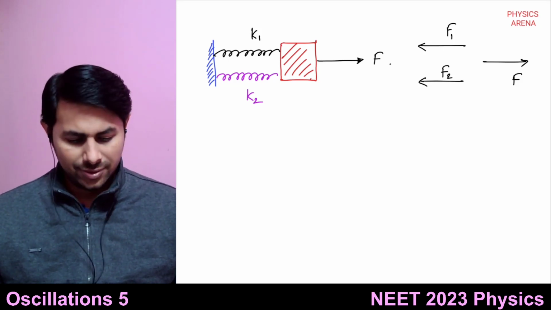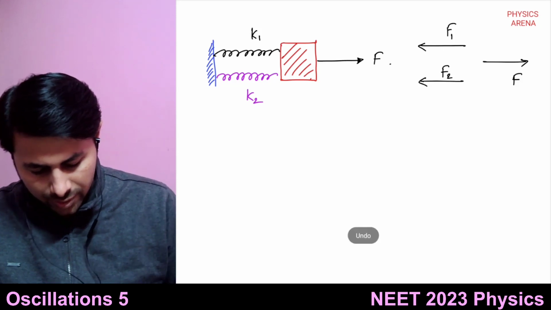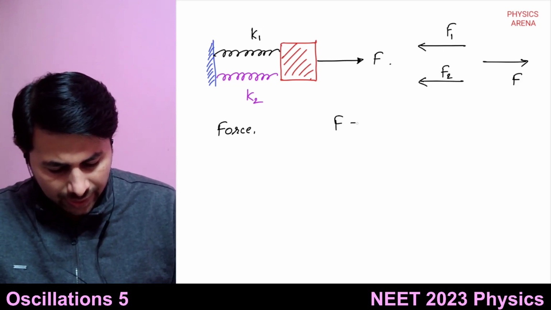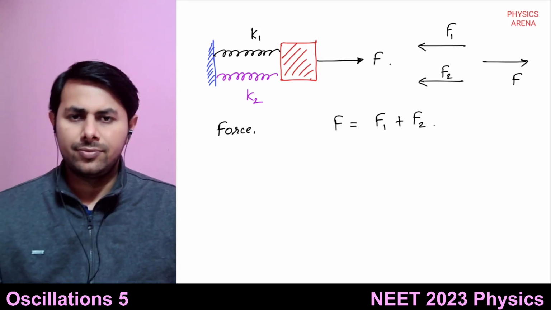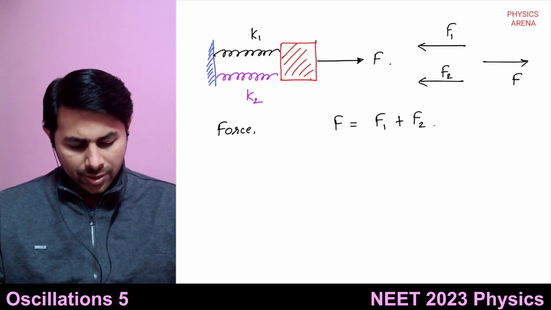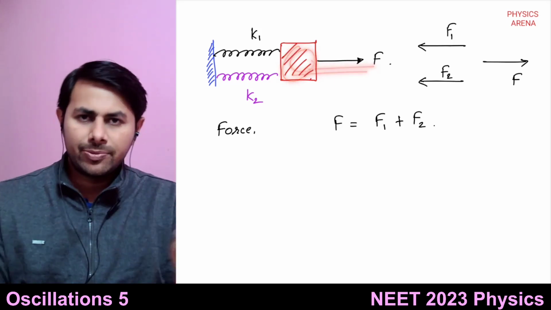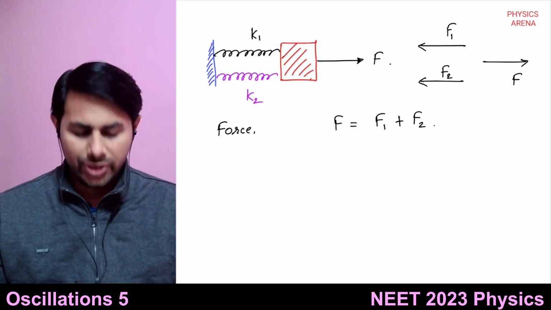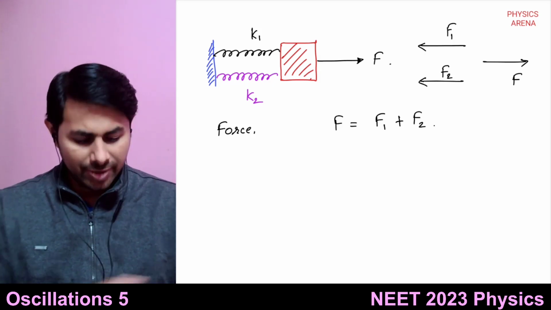Okay. So net force can be written as what? F equals F1 plus F2. Okay. So now when you pull this block, both the springs will be pulled by equal displacement. Both the springs will get pulled by the equal displacement.